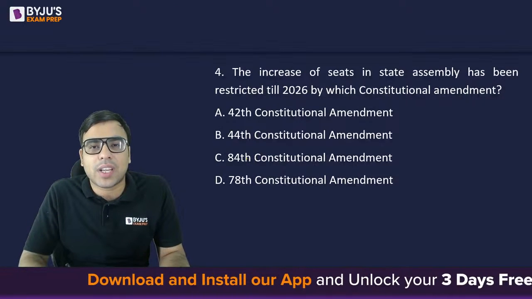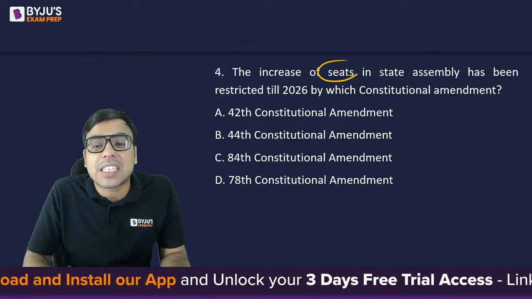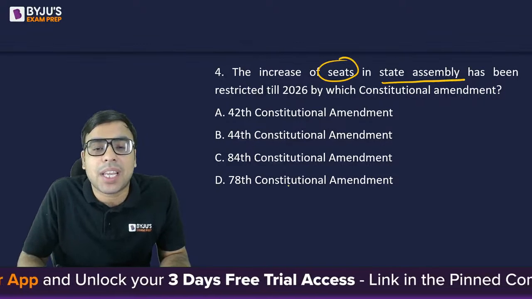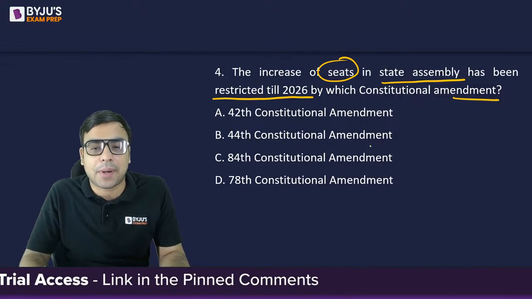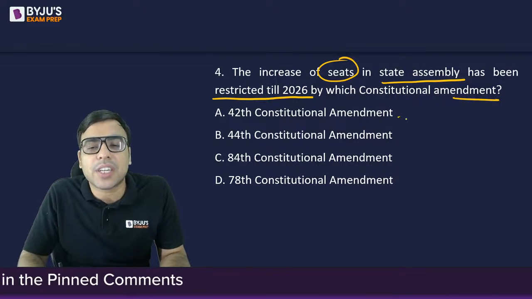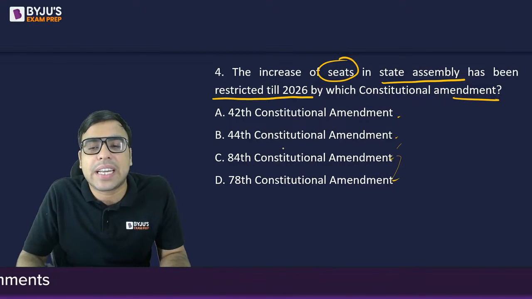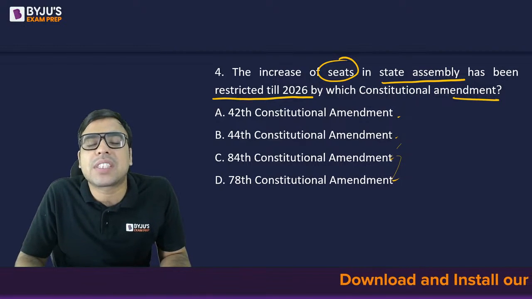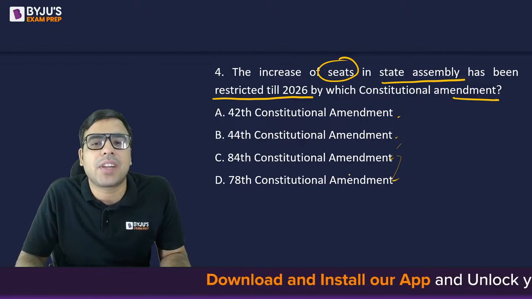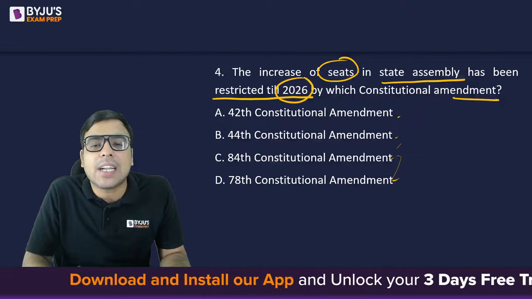The next is question number 4. The increase of seats in state legislative assembly has been restricted till 2026 by which constitutional amendment? Your options are 42nd, 44th, 84th, 78th. मतलब जो जो जहां है वो ऐसी फिक्स रहेगा. ठीक है. So the number of seats in state legislative assembly will not be increased till 2026.